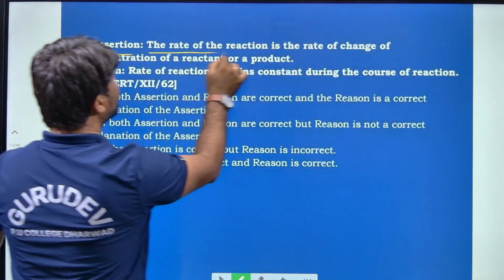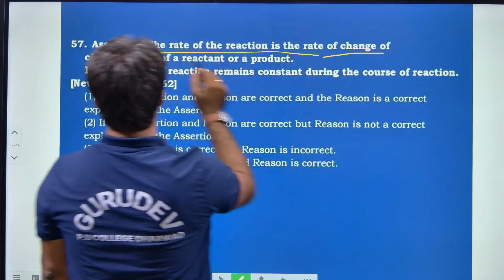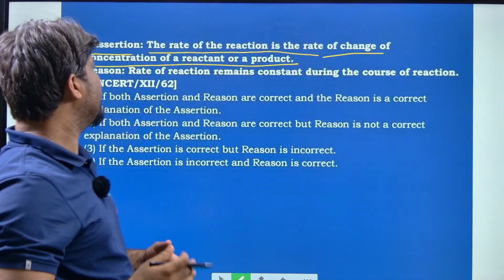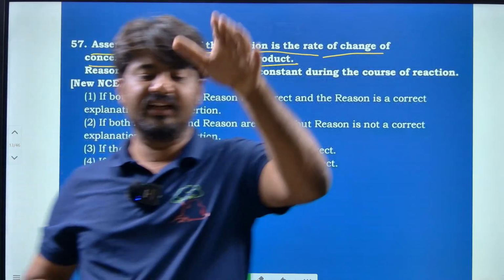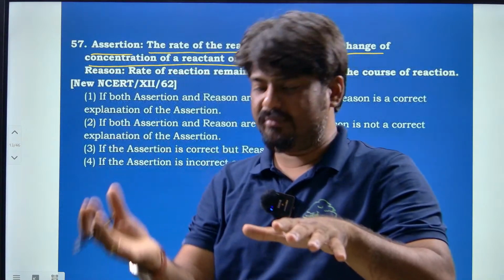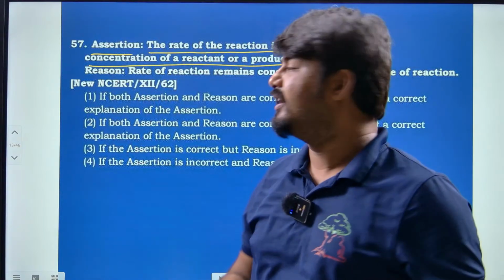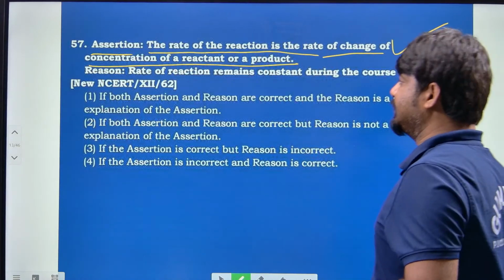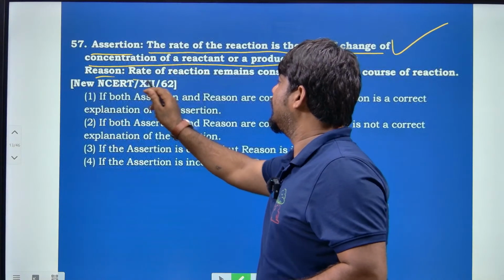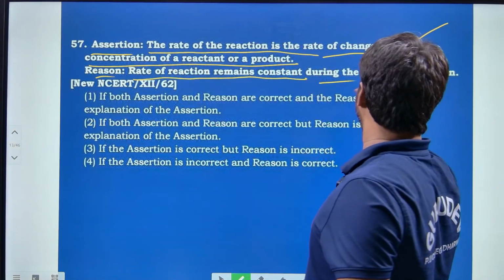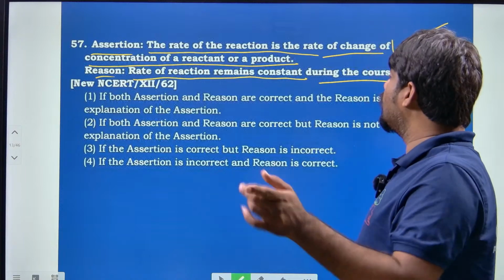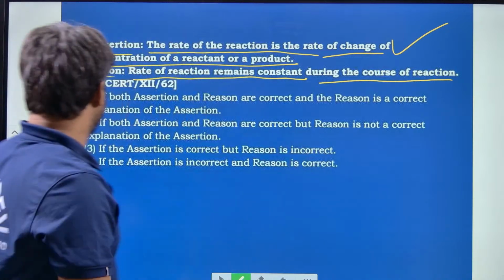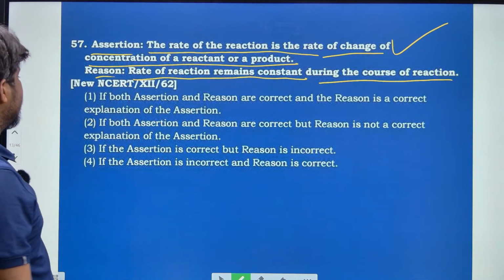Assertion: the rate of reaction is the rate of change of concentration of the reactant or product. Yes, the statement is right. As the reaction takes place, the concentration of the reactant decreases and simultaneously the concentration of the product keeps increasing. So the assertion is right and correct. Go to the reason: the rate of reaction remains constant during the course of the reaction. During the course of the reaction, the rate of reaction will never be constant. It always changes. Hence, assertion is correct, reason is incorrect.